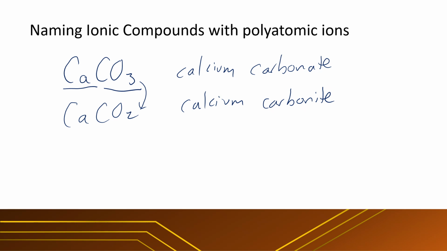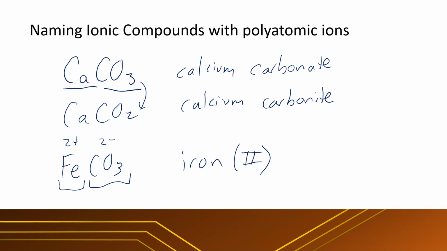You might also have a polyatomic ion with a transition metal. So if I have something like FeCO3, the charge on carbonate is -2. That means the iron has to be +2 to cancel it out. Anytime you have a transition metal, you have to list the Roman numeral for the charge. So because this is +2, you have to use the Roman numeral 2. CO3 is always CO3, it's always carbonate. So we just write iron(II) carbonate.